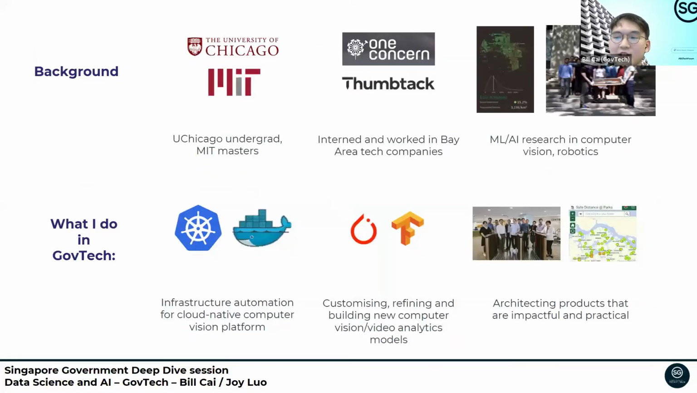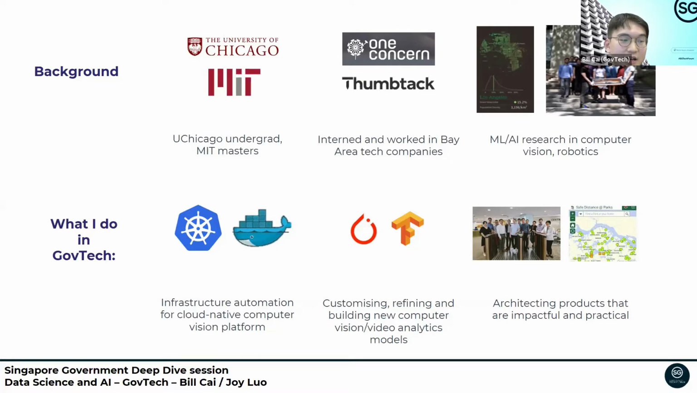Now a bit about myself. I did my undergrad and master's in UChicago and MIT respectively. Before coming back to Singapore, I worked in Bay Area companies ranging from 80 to 800 people. I also had the opportunity to do computer vision and AI research and publish a few papers in my time in the US as well.